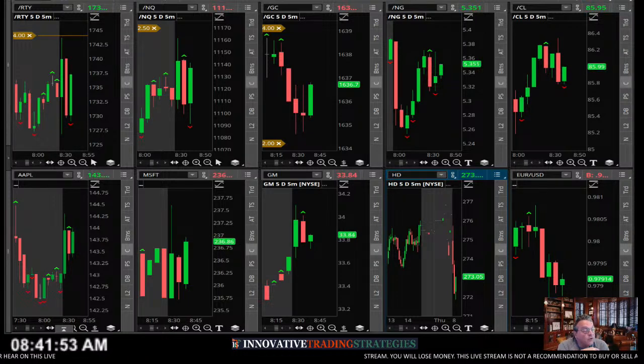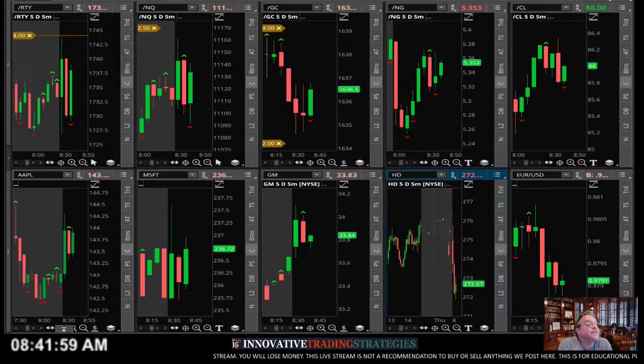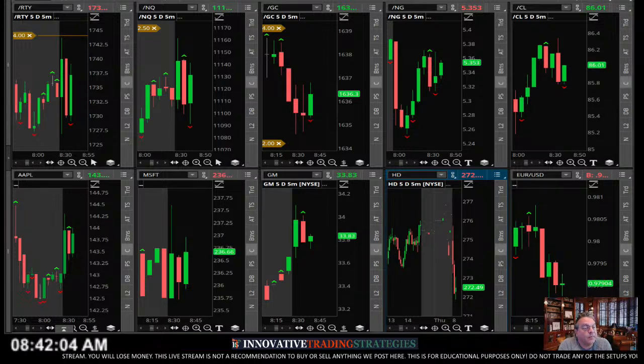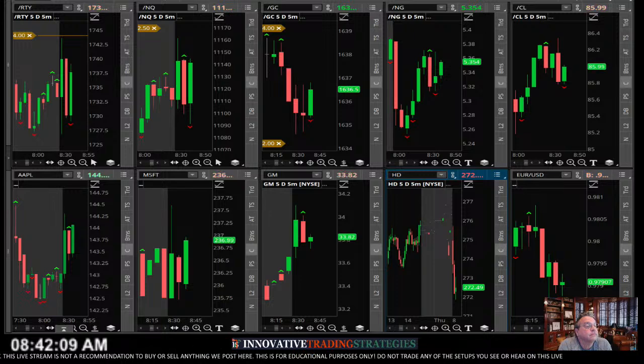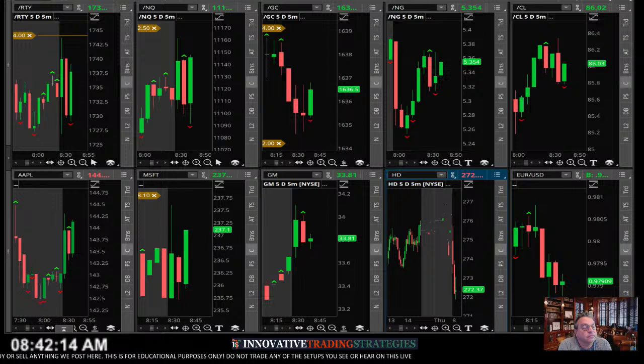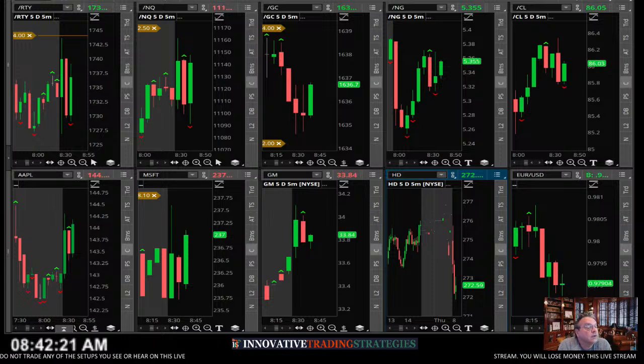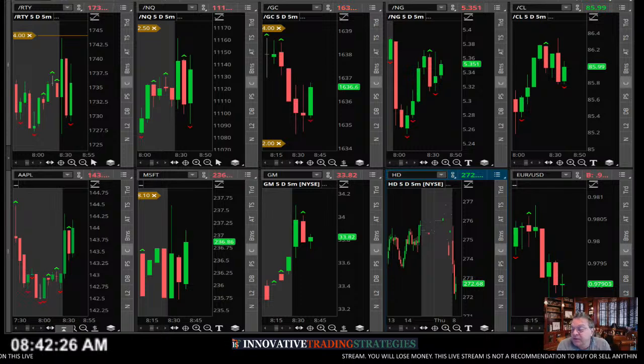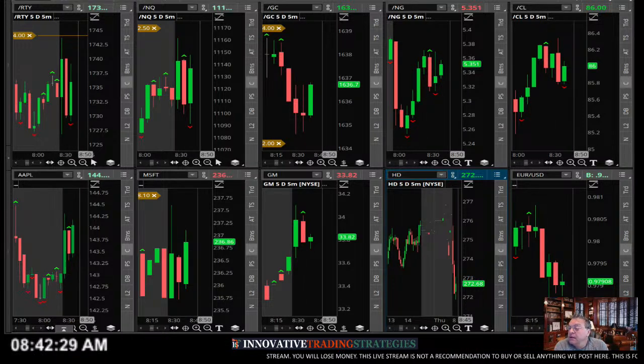On Microsoft, we're still waiting for the pullback, but if we hit this 238.10, I like that buy up there on Microsoft. I'm going to mark that 238.10. I'll make that green line so you know that's where I'd like to enter, but still expecting it to pull back. Let's see.